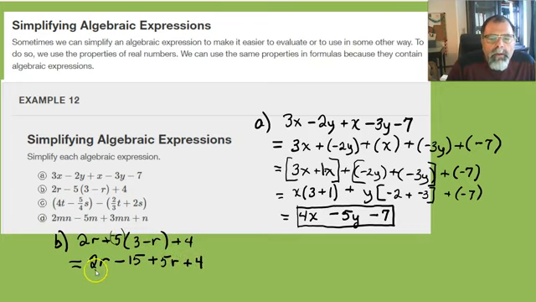I'm going to combine my like terms. 2r plus 5r is 7r. And then negative 15 plus positive 4 is negative 11. And then that's my answer.